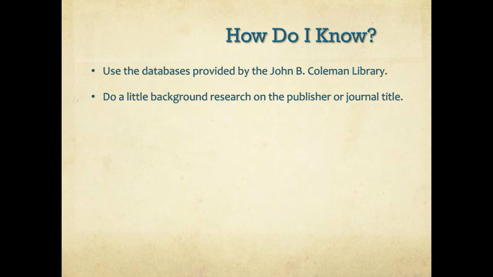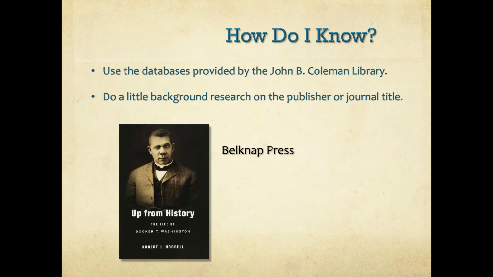But all that said, let's say we found a source and we're not sure whether it's academic or not. Let's say, just as an example, you find this book. You're researching Booker T. Washington, and this book is called Up From History: The Life of Booker T. Washington by Robert J. Norrell. You're not sure if it's an academic book or not, but you see that it's published by Belknap Press. If you were to do a quick Google search of Belknap Press just to do some background research on the publisher, you would quickly see that Belknap Press is owned and operated, it's kind of a subsidiary of Harvard University Press. So that right there tells you that this is an academic press.